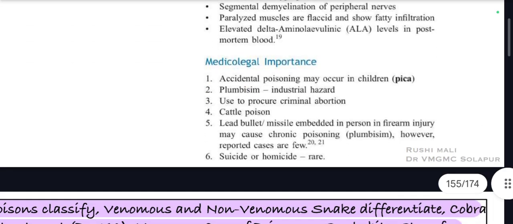Now, what is the medical legal importance? Accidental poisoning may occur in children, that is called pica. Plumbism is an industrial hazard. Lead is used to procure criminal abortion. Then cattle poison, lead bullet: a missile embedded in a person in firearm injury may cause chronic poisoning, that is plumbism. However, reported cases are very few because generally in examination we remove the lead bullet while examining or treating the patient. Suicide or homicide is very rare with lead.